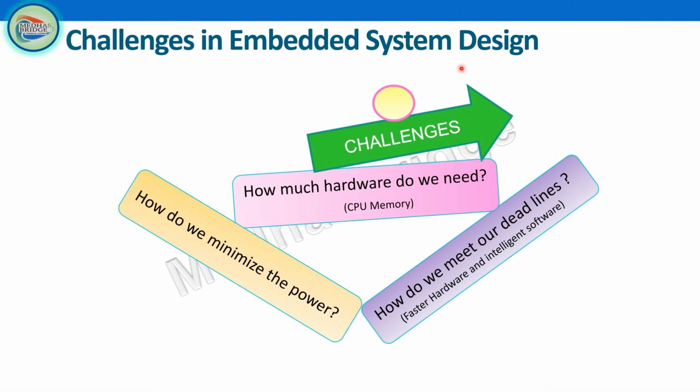Challenges in embedded system design. How much hardware do we need? How do we minimize the power? How do we meet our deadlines? Like faster hardware or intelligent software, things like that, right? So, selection of an embedded system and the requirements detailed out to achieve the purpose of the embedded system design is very critical, precisely in this domain.